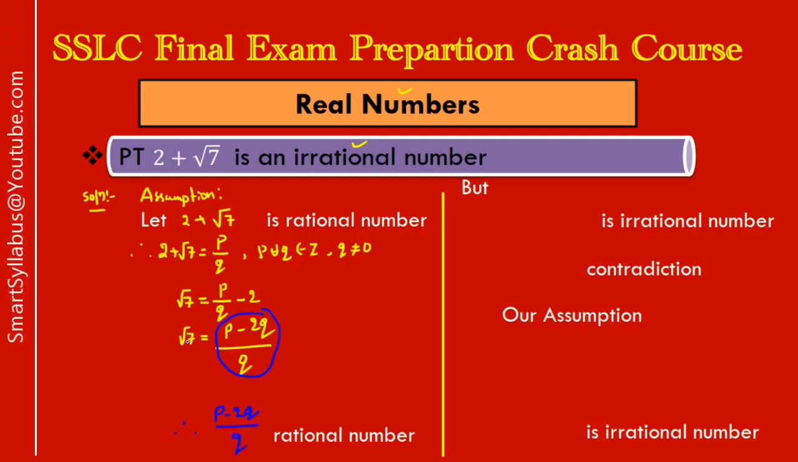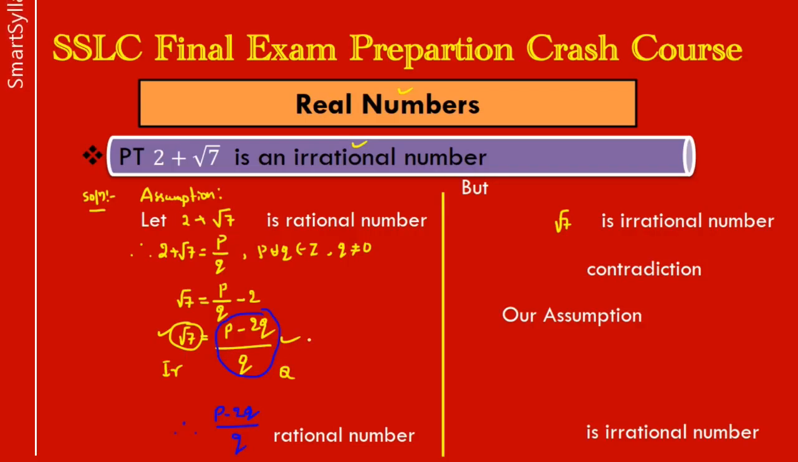but already we know root 7 is not a rational number. Root 7 is an irrational number because we can't tell the exact value of it. Just check here, this part we are saying is a rational number, and this part we are saying is an irrational number. Both are not matching, because between them there is an equal sign. The equal sign means irrational number is equal to rational number. How is it possible? It's impossible.